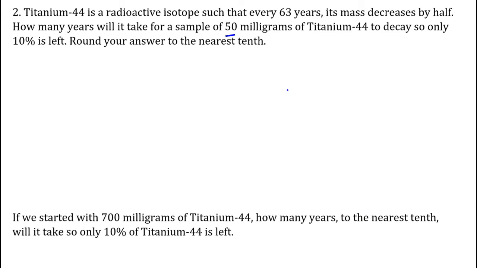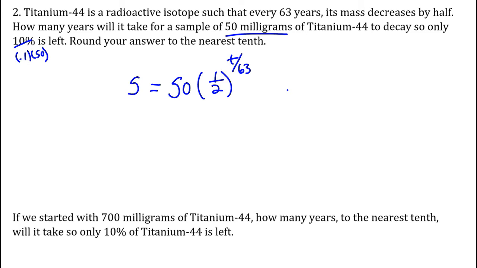Okay, so I'm starting with 50 milligrams of titanium-44. It's a half-life question, and that half-life occurs every 63 years. And that equals, well, what's 10% of 50? That's 0.1 times 50, which gives me 5. Divide both sides by 50. 5 over 50 is 0.1, which is not a surprise because I wanted 10% left, equals 1/2 to the t over 63. We log both sides.